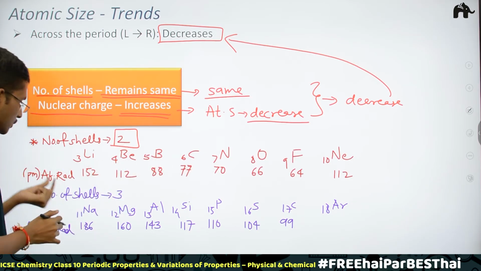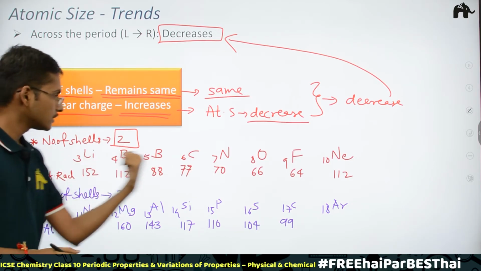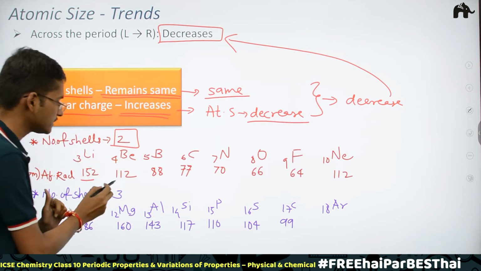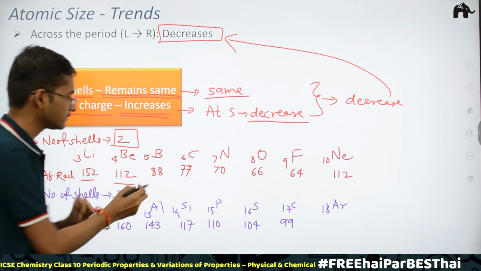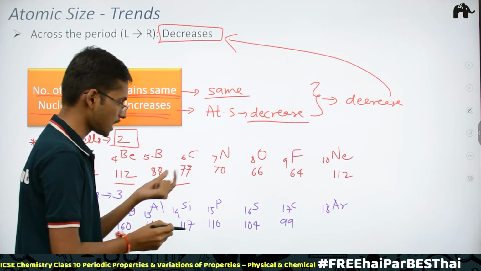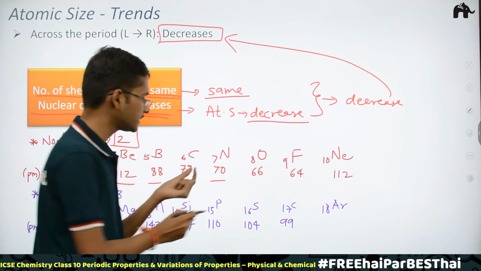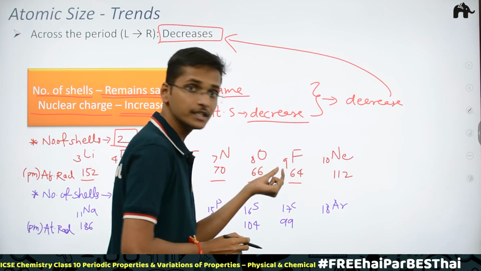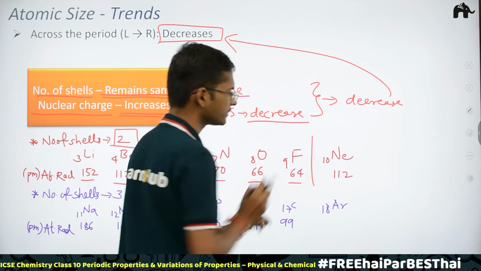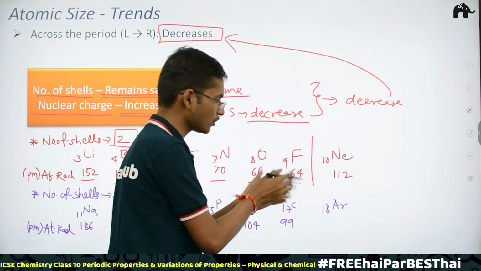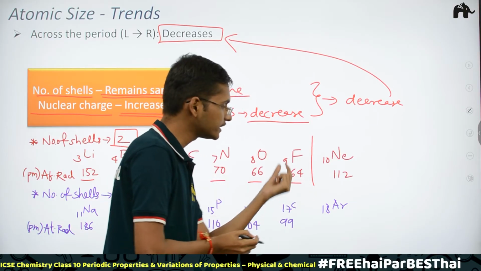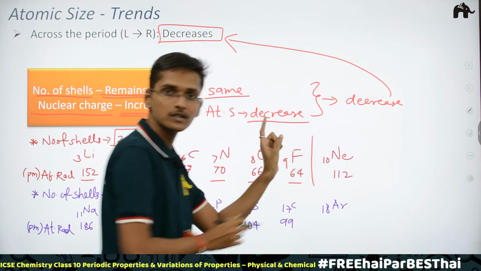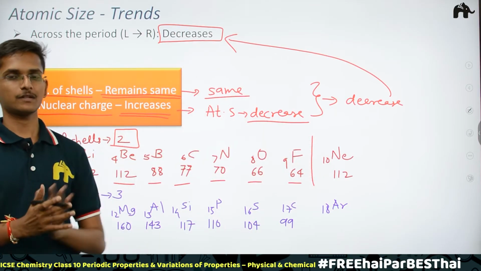So here you can see the atomic radius in picometers of period number 2 elements. In the case of lithium it is 152, then it decreases to beryllium 112, then boron 88, then carbon 77, nitrogen 70, oxygen 66, and fluorine 64. And yes, just wait a minute, don't think right now about why the atomic radius increases so rapidly when we move from fluorine to neon, because we are going to see the answer to this question in the next slide.